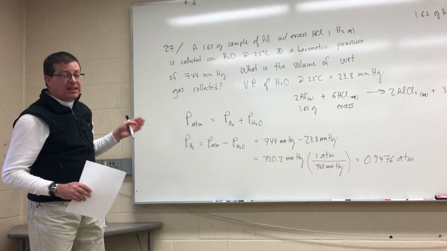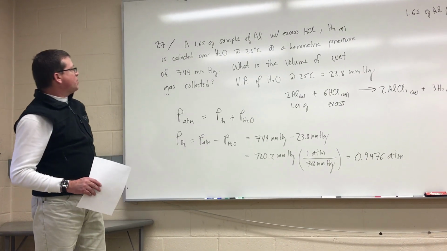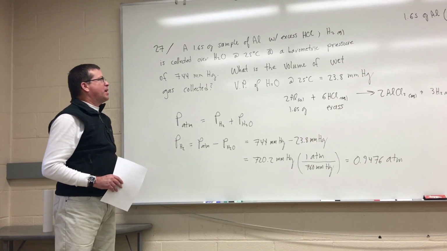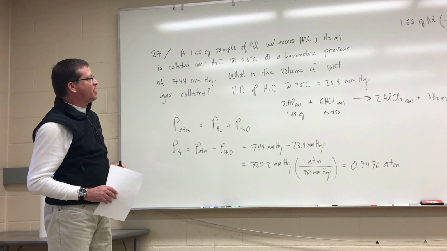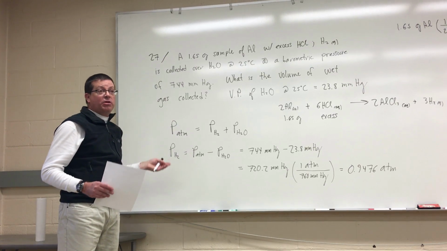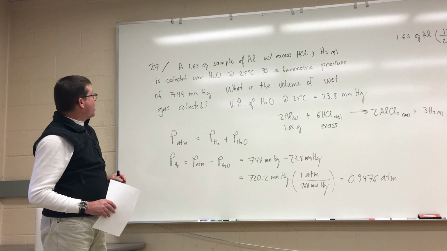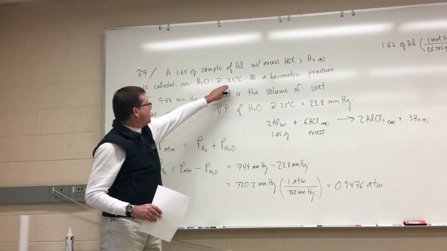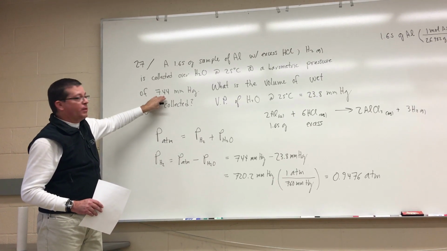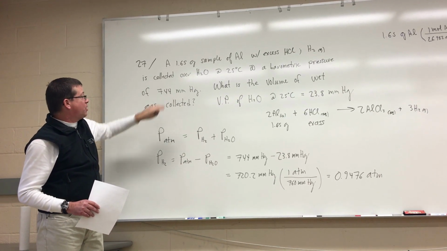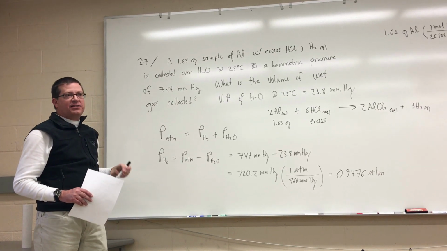All right, folks, so let's take a look at a simple example here. This is number 27 on your handout. What we've got here is a 1.65 gram sample of solid aluminum that we're going to allow to react with excess hydrochloric acid using the reaction that we just showed you. We're going to collect the hydrogen gas, which is a product, over water at a temperature of 25 degrees Celsius and at a barometric pressure of 744 millimeters of mercury. So this is the atmospheric pressure. So the question then is, what is the volume of the wet gas that we collect?